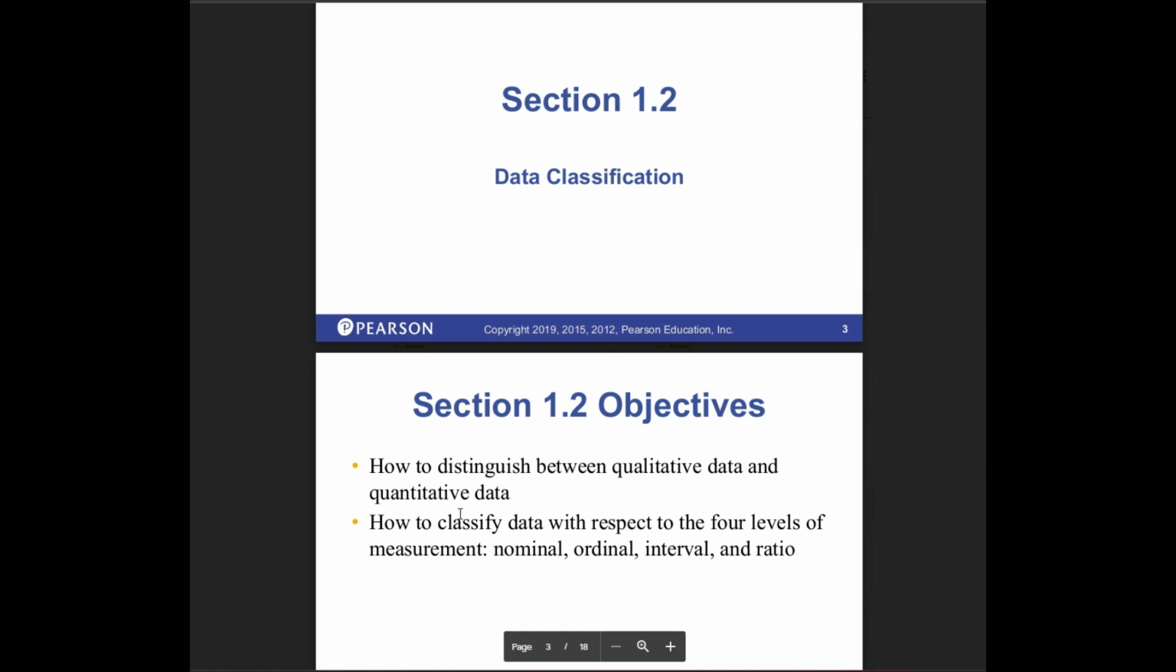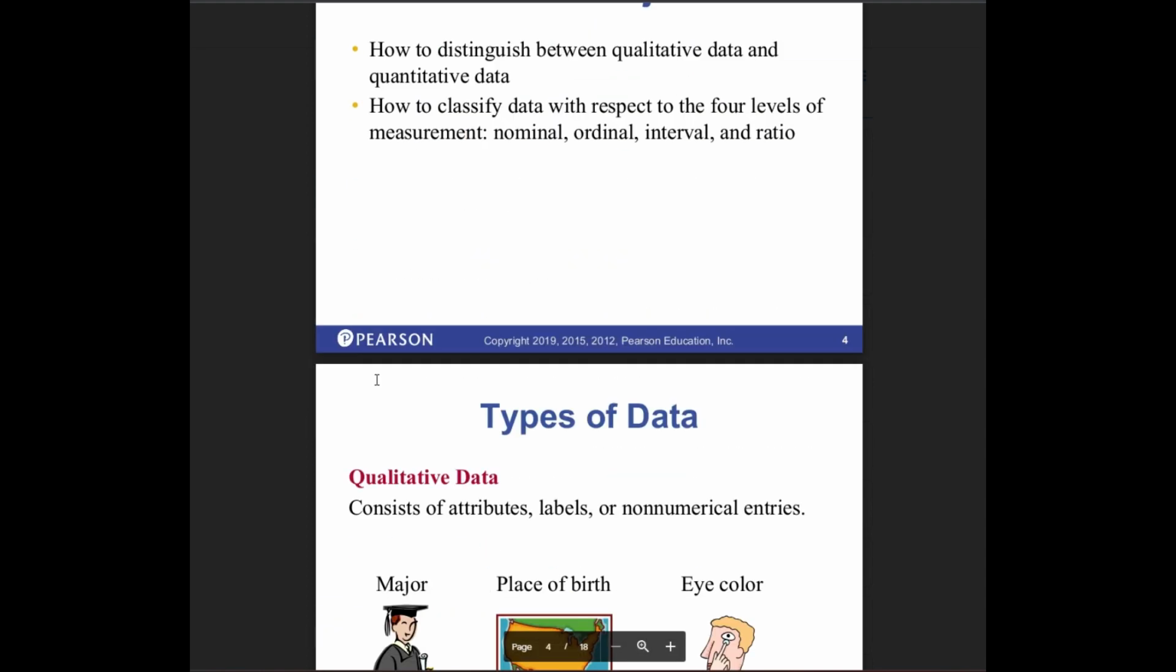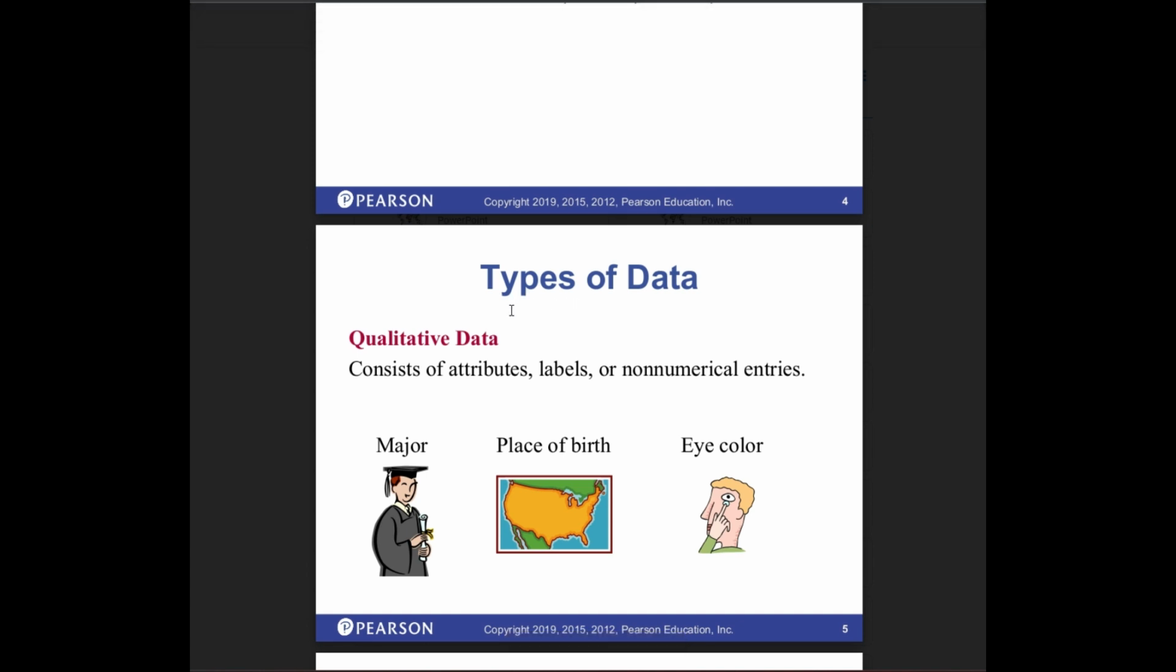So, section 1.2 objectives: how to distinguish between qualitative data and quantitative data, and how to classify data with respect to the 4 levels of measurement: nominal, ordinal, interval, and ratio. Types of data. Qualitative data consists of attributes, labels, or non-numerical entries. For example, place of birth, eye color, your name, could be Muhammad.